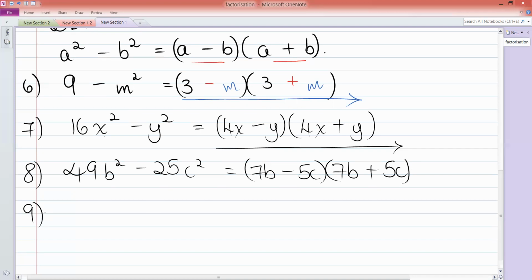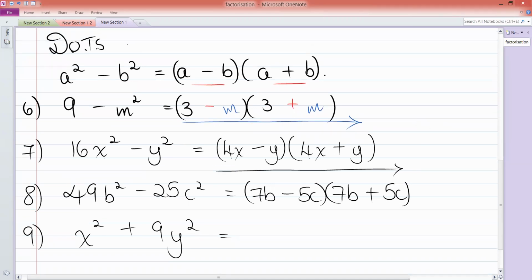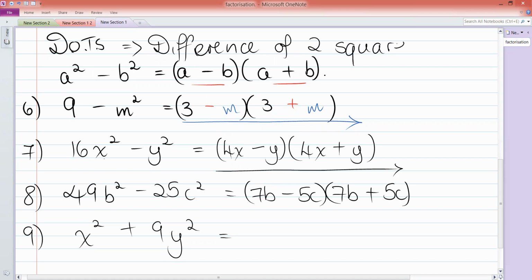Okay, now let's think about this one. I'm going to throw a spanner in the works. Would you be able to factorize this type of question? If you think so, yes, ma'am. Okay, so why do you think you would be able to factorize it? Let's think about it. Remember what we've been learning so far. This is a difference of two squares. What was the key word here? The key word here was difference of two squares.